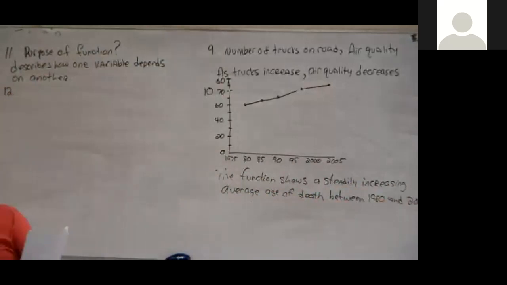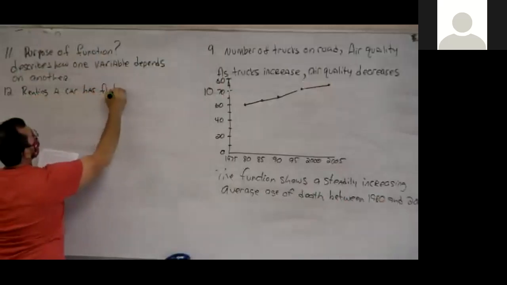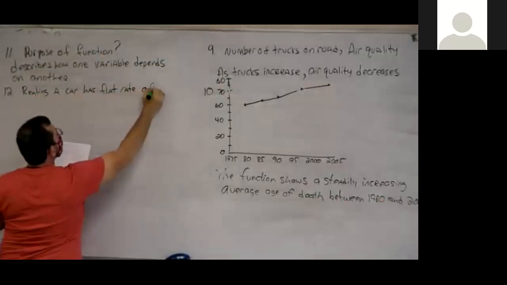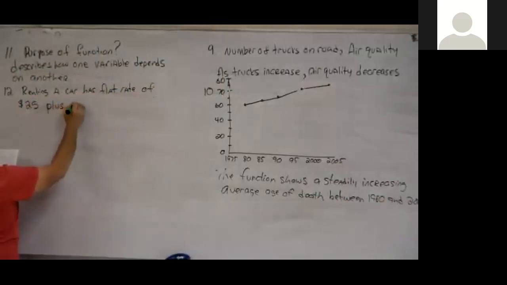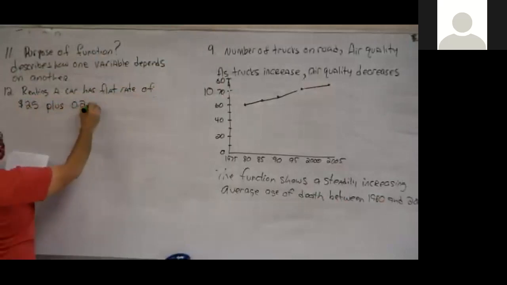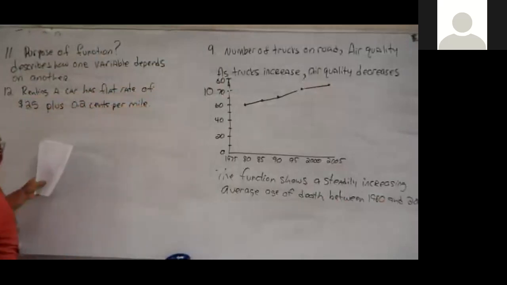All right, then you get to some more of this linear stuff. So they say the cost of renting a car has a flat rate of $25 plus 0.2 cents per mile. How far can you drive for $90?